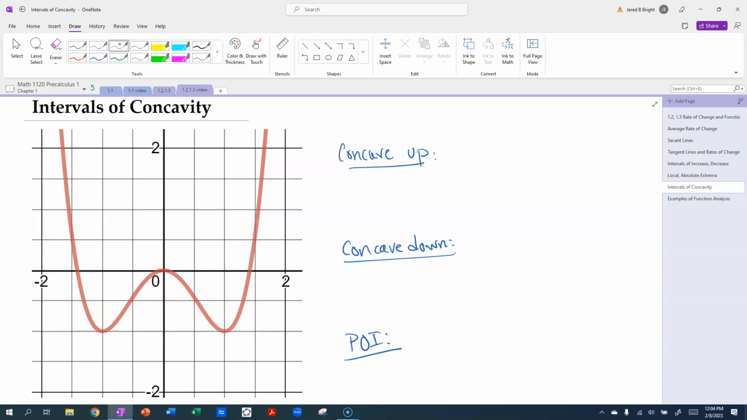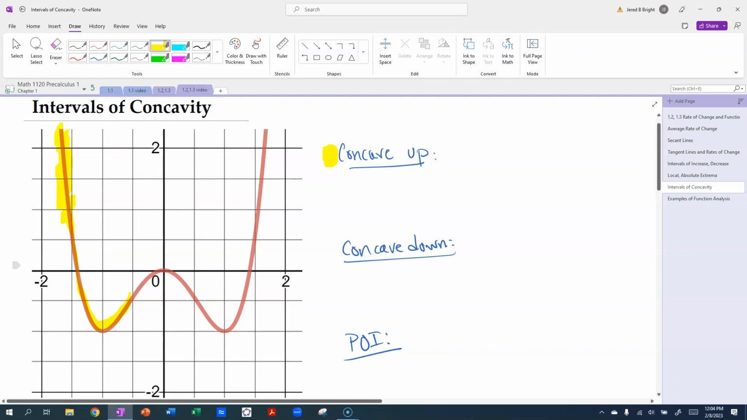Concave up. So where does it look like you can put a liquid in and it'll stay in there as roughly a bowl shape? I'll do this in yellow highlighting. This is maybe up to interpretation, but I would say it's this segment in here, right?